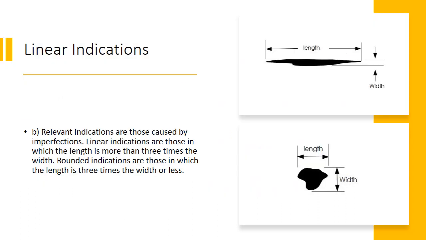Linear indications. Relevant indications are those that are caused by imperfections. Linear indications are those in which the length is more than 3 times the width. Rounded indications are those in which the length is 3 times the width or less. So rounded indications are those in which the length is 3 times the width or less. Linear indications are those in which the length is more than 3 times the width. Long skinny ones are linear. Short fat ones are rounded.